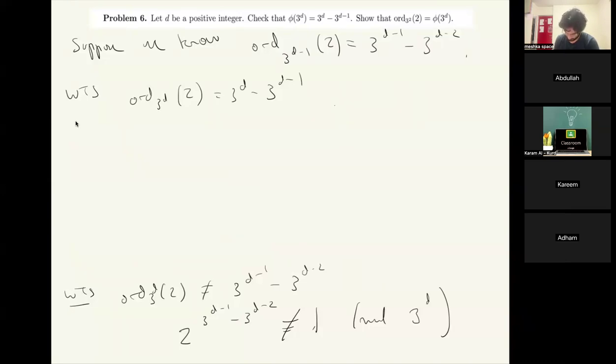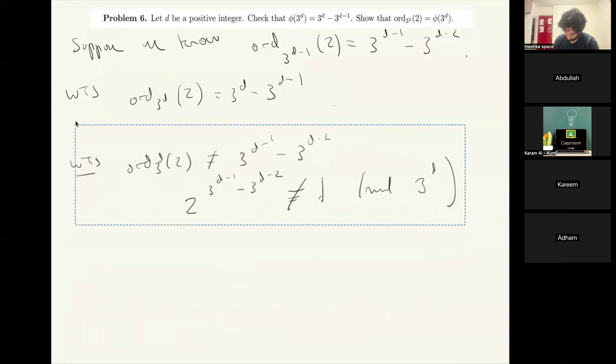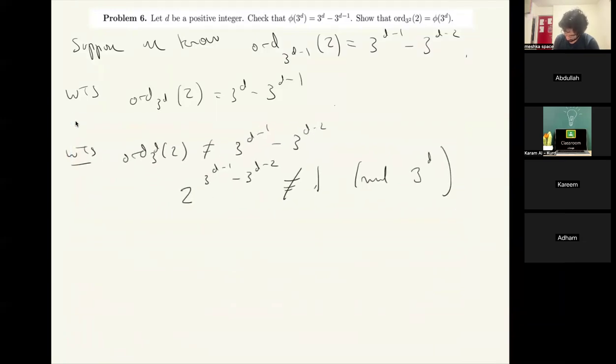Yeah, okay, so this is equivalent to 2 to the 2 times 3 to the d minus 2, not congruent to 1, mod 3 to the d. Okay. Yeah, actually, from the beginning, I probably should have written this. It's kind of confusing, but okay. Yeah.